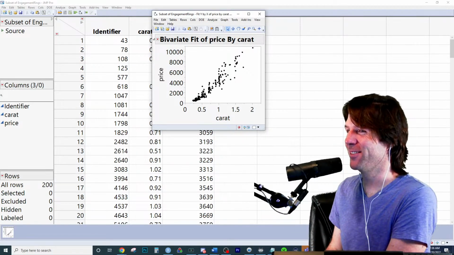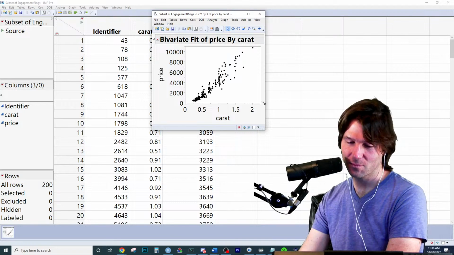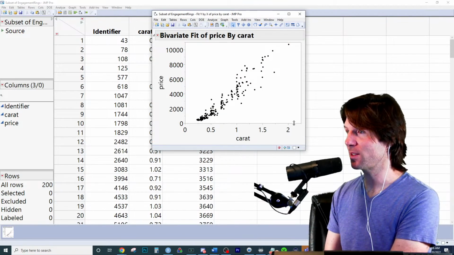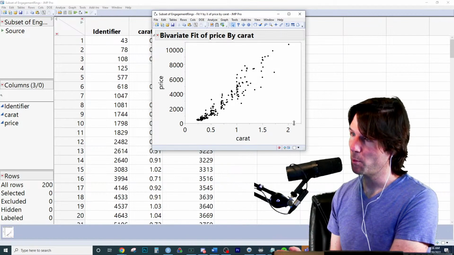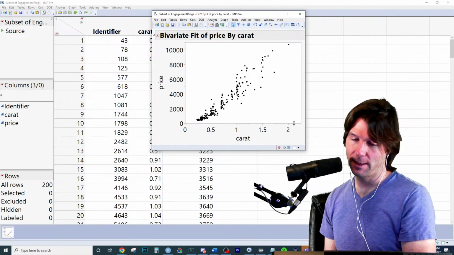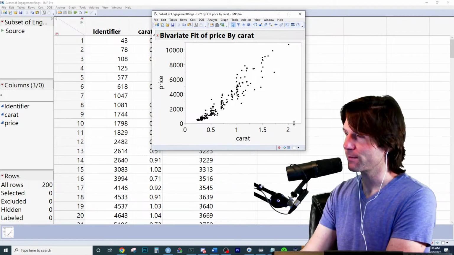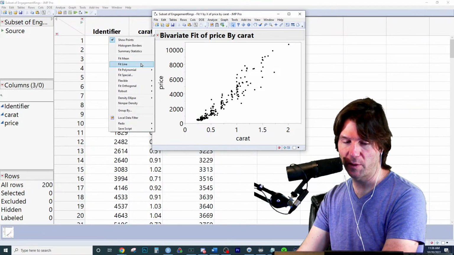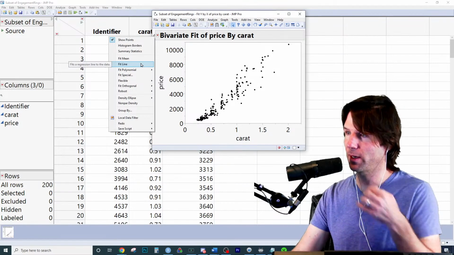So there are 2 quantitative variables right here. Now I'm not going to say what issue I see, but I see something. Don't put it in the chat, but I do see an issue. So let's go ahead and click the red arrow and fit our line. We're going to fit the line to this right here.